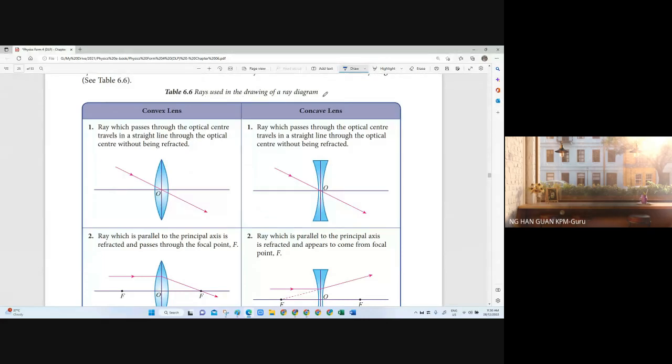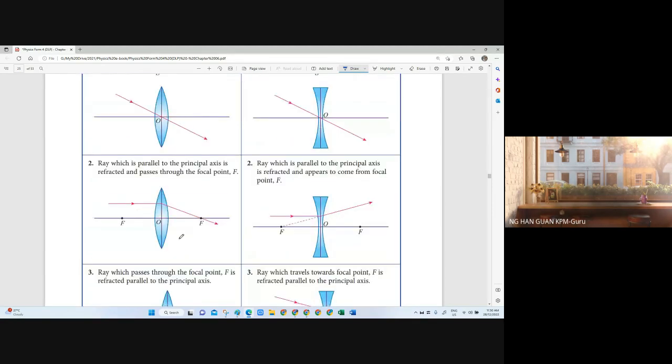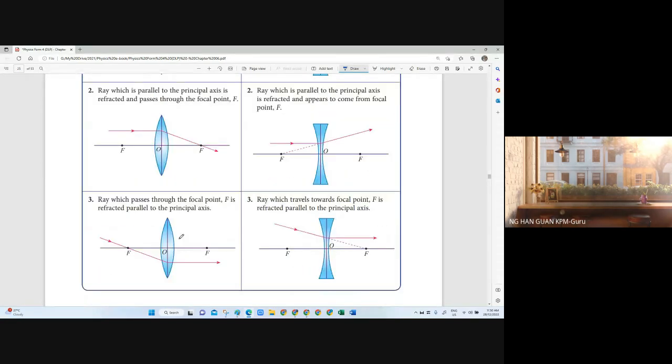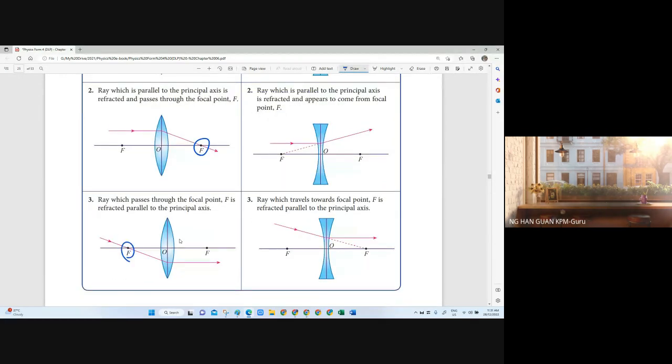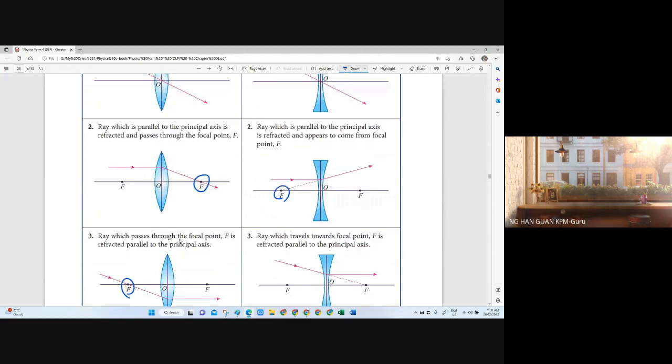The rays used in drawing the ray diagram for the convex lens and the concave lens are slightly different. You need to know which focal point you use, right? This is the one that students are always a bit confused about. You see, here we use this focus. After that, we use this focus. And for this one, we use this focus. After that, we use this focus. So that is why it always makes the students confused.